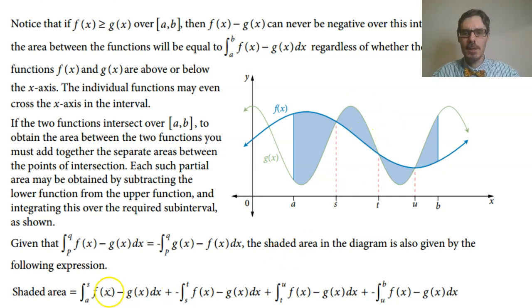I actually do like it the way the textbook's done it here, because it's consistent. It's always f minus g in every case, and you're less likely to make a silly mistake.